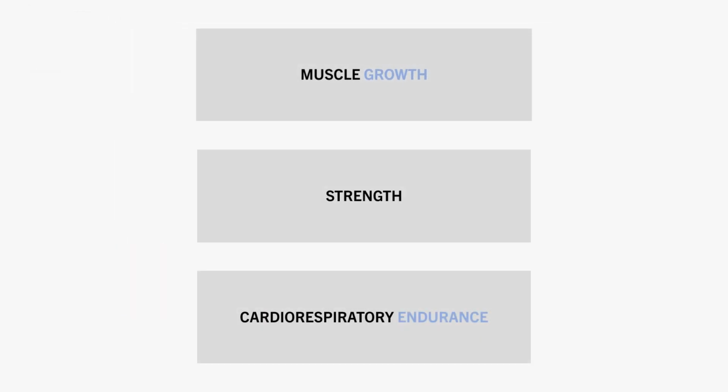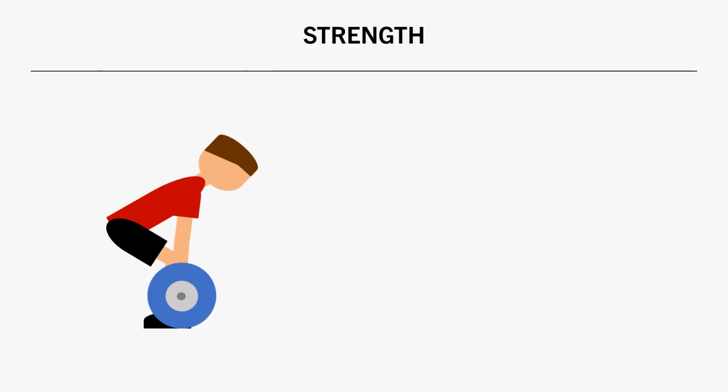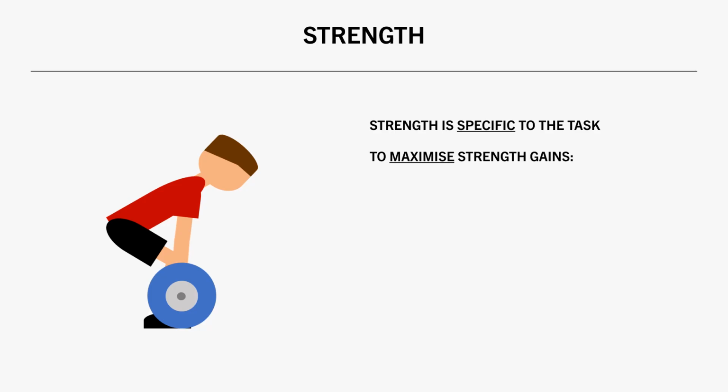The other primary adaptation that resistance training is effective for is strength gains. Similar to hypertrophy, almost any form of resistance training is going to result in some amount of strength gain, at least as a beginner. However, unlike hypertrophy, strength is specific to the requirements of the task. So to maximize strength of any given lift, we would want to lift with the following considerations in mind.